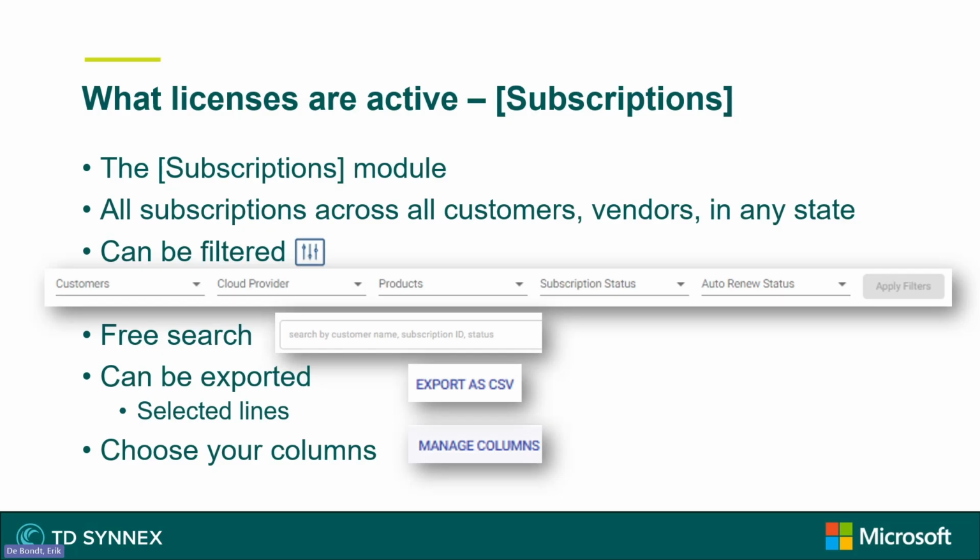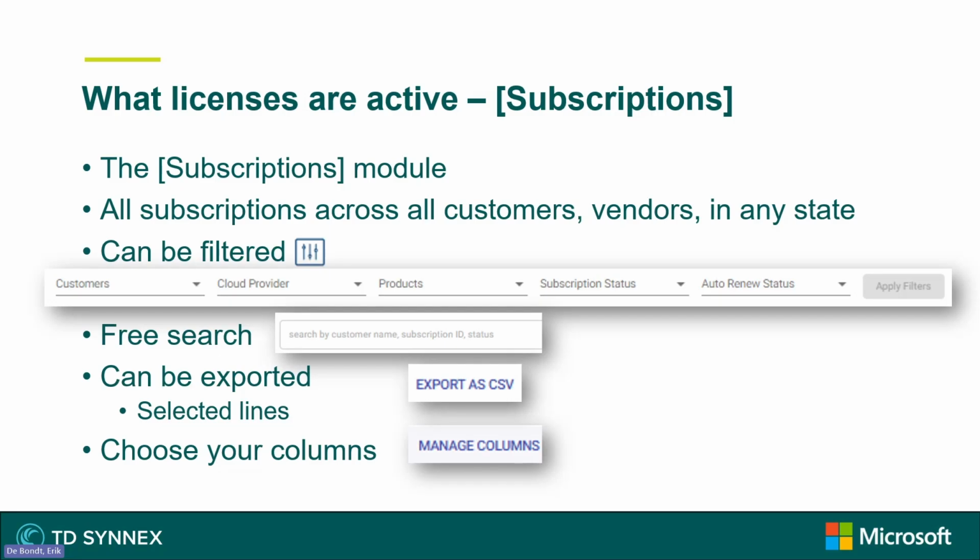If you go to your customers, the deleted or hidden ones are automatically filtered out. In the subscriptions, it is not the case. So you see all subscriptions that are and that were on your environment for all your customers. You can filter by customers, providers, product, subscription status, and auto renewal status, or you can do a free search where you can put any keyword and basically the system will try to find that word. You can export them and you can manage your columns.